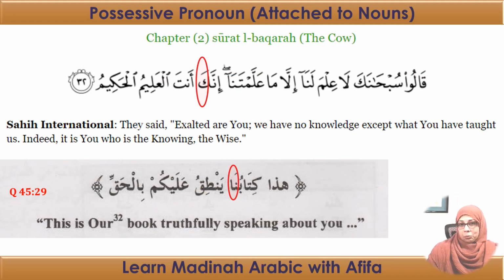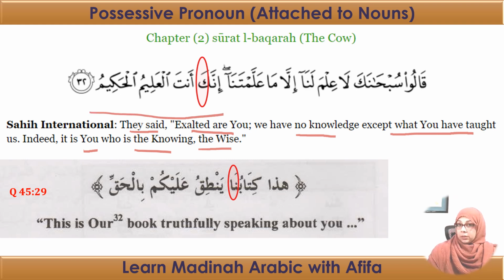So here is a beautiful verse where the angels are saying to Allah, exalted are you, we have no knowledge except what you have taught us. Indeed, it is you who is the knowing, the wise. We're only going to analyze this second part of this verse as it applies to the attached pronouns that we are studying. So let's look here at this portion.